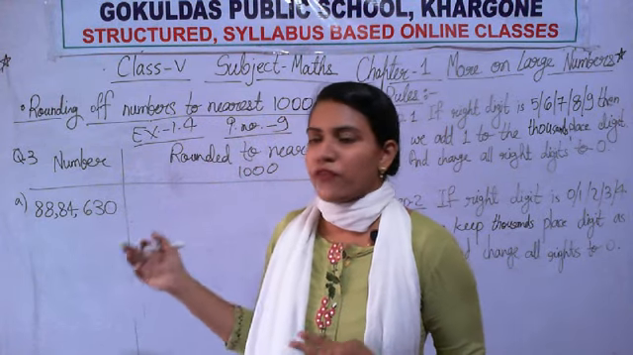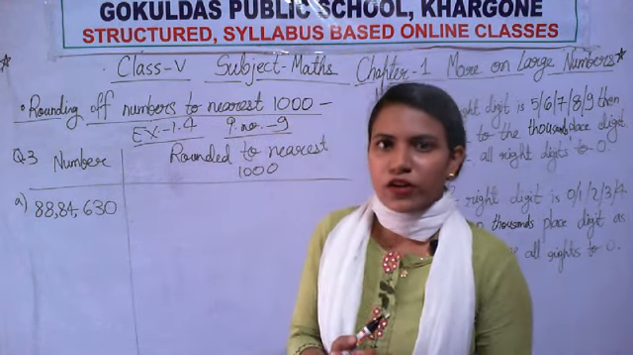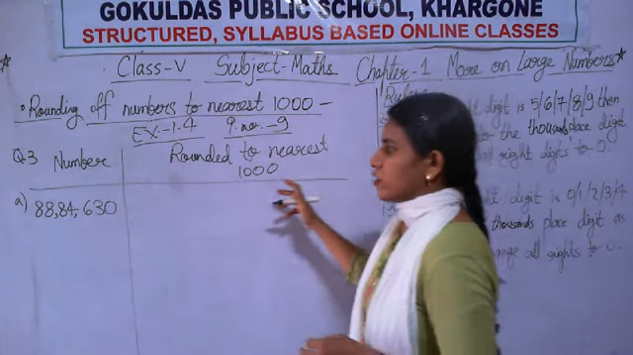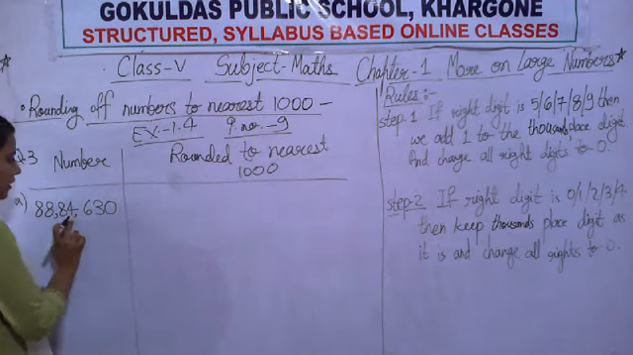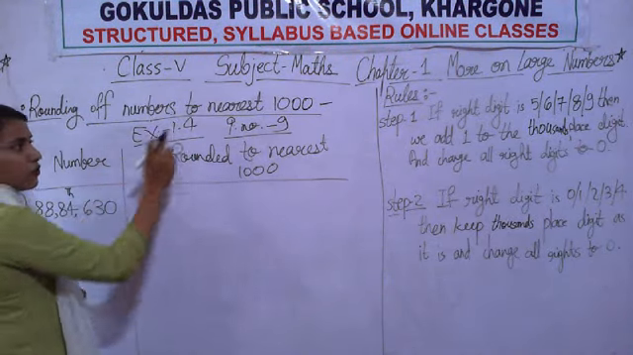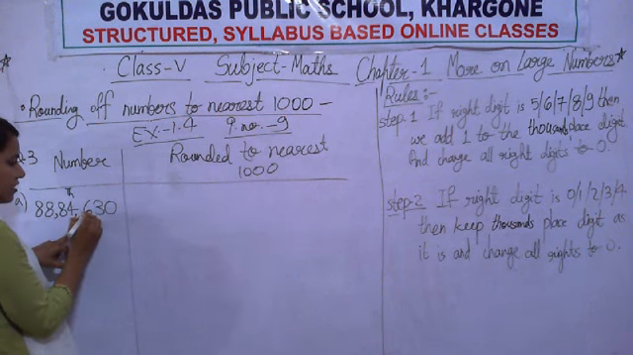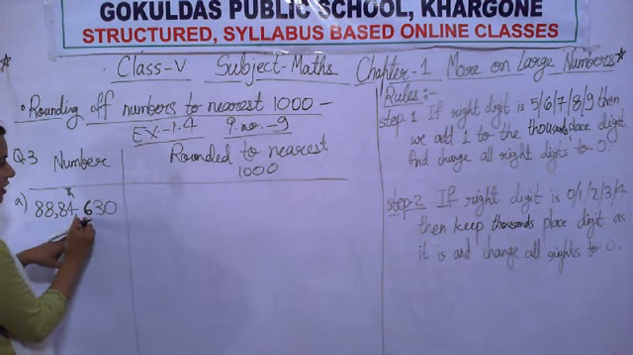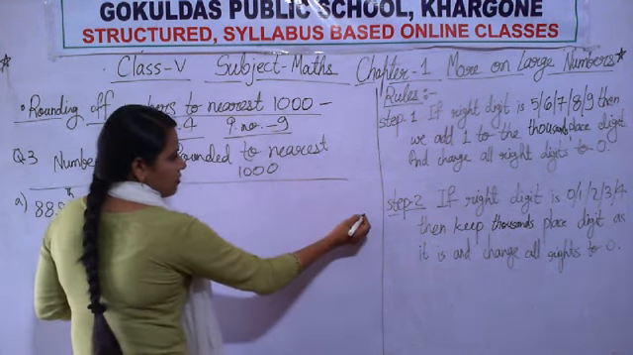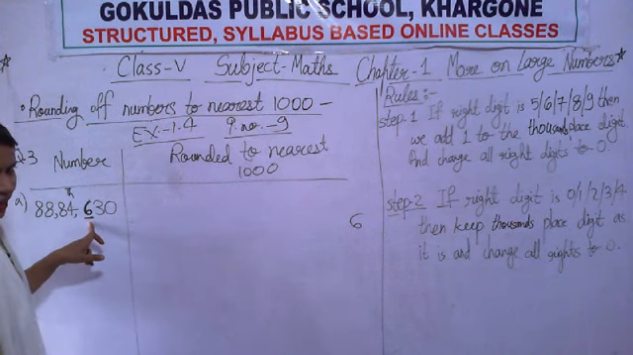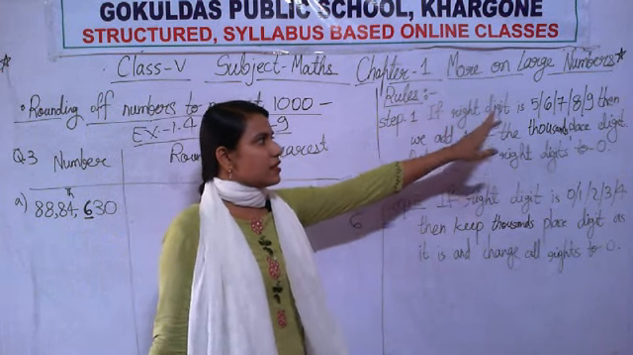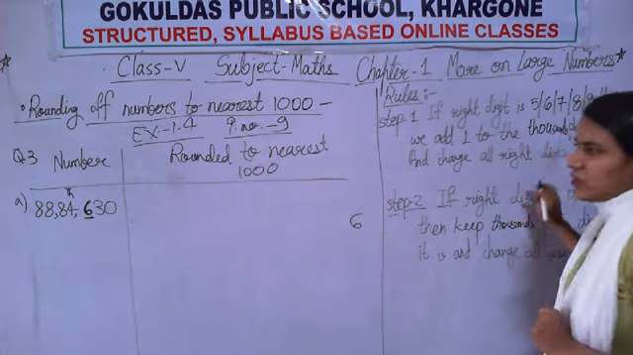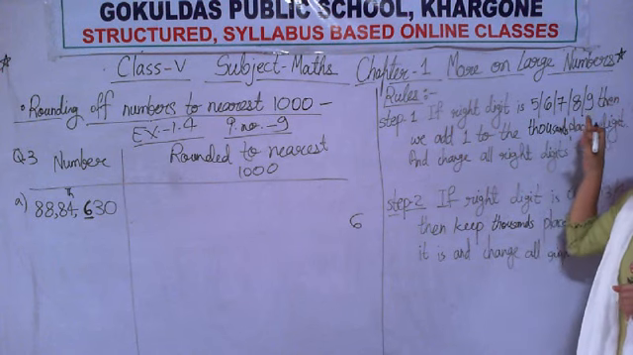To round it off, you have to follow two simple rules. First, you will check which digit? It is at the thousands place, since you are rounding to the nearest thousand. So you will check the just right digit, which is at the hundreds place. At just the right place, 6 is there. Which step does 6 come in, step 1 or step 2? In step 1. So follow step 1.